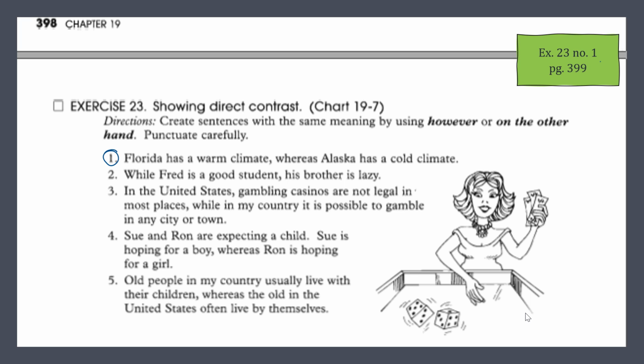Instead of using a full stop after climate, Florida has a warm climate, you can also use a semicolon. But after the semicolon, make sure that the letter is not a capital letter but a small letter, except for proper names like the name of a country, the name of a city, the name of a person, the name of a building. Because Alaska is the name of a place, you must use capital letter A. But if not, you must use a small letter after the semicolon.